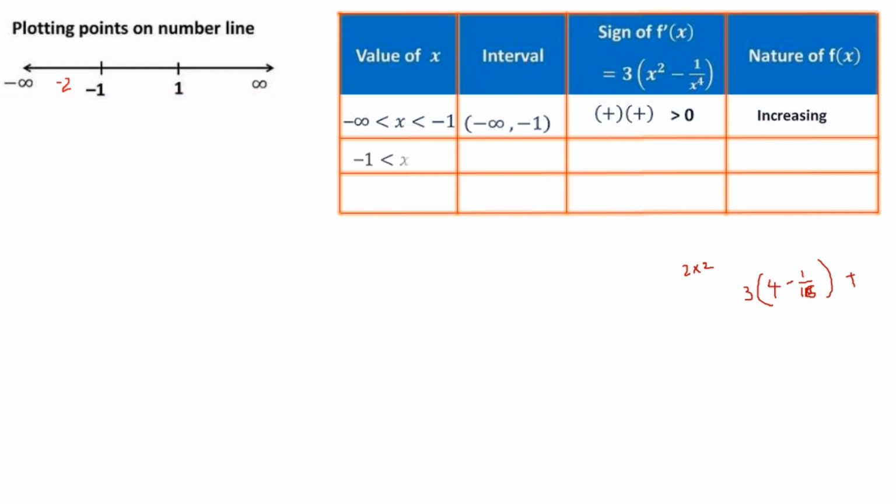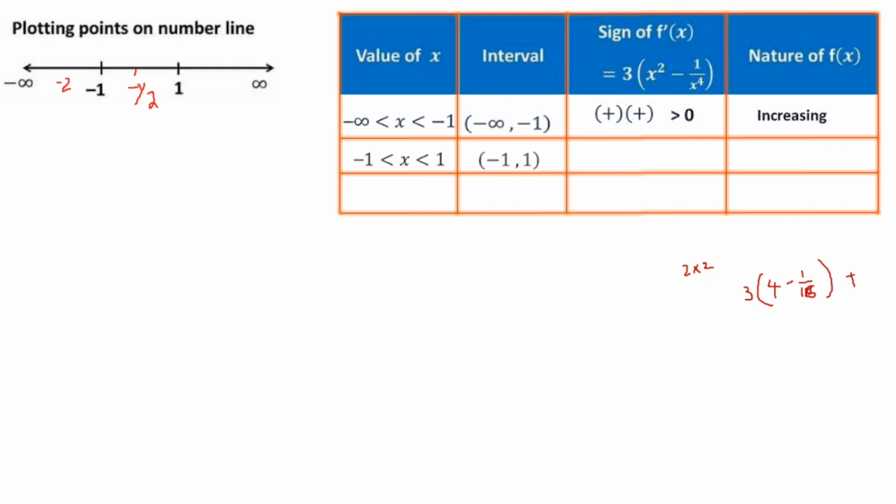And the next, between minus 1 and 1. Of course you should not take 0, because it is mentioned in the question. So we can take one more number between minus 1 and 1, we can take minus 1 by 2. That is better. Let's check what will happen here when you take minus 1 by 2.